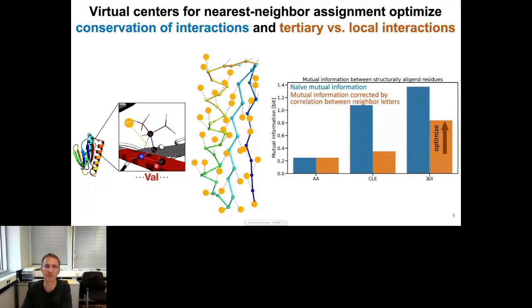And the second source of gain comes from making sure that we mostly get tertiary interactions. So we describe interactions that are far in sequence, and as few as possible that are local, because those local interactions will lead again to the same problem that we have with the backbone conformations. We will have a lot of repeated letters, and this reduces the total information that we have when comparing sequences, from the naive one that is just letter to letter between the 2 sequences, to a reduced mutual information that is corrected by the fact that we have redundancy between the letters in one sequence.